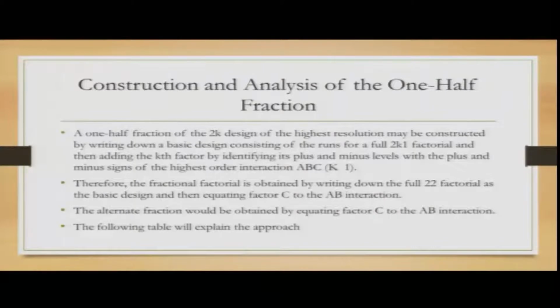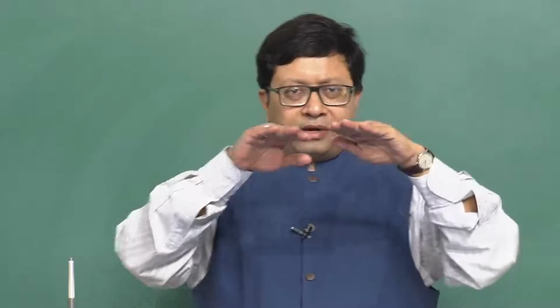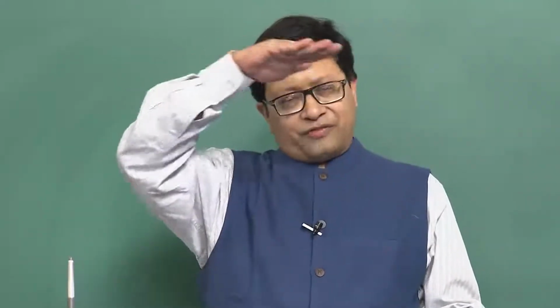Construction and analysis of the 1/2 fraction. The 1/2 fraction of the 2 to the power k design of the highest resolution may be constructed by writing down a basic design consisting of the runs of 2 to the power k minus 1 factors, which is the fractional design, and then adding the kth factor by identifying its plus and minus levels, and adding the pluses and minuses in such a way that you find out the overall effect and the level of significance. If you remember in the table or chart, on the leftmost column you will have all the factors, and on the topmost row you will have all the factors written separately.